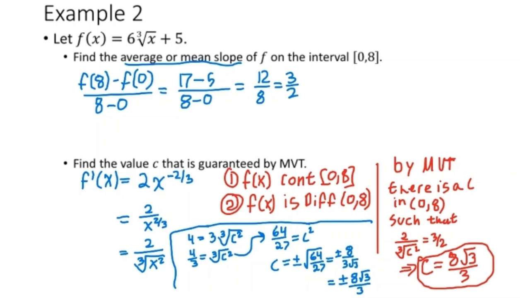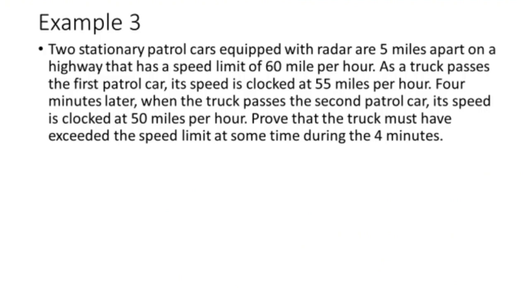Sometimes you can get more than one value of c. The mean value theorem tells us that there is at least one value of c that satisfies the conclusion, but here we only got one. Next, we're going to look at a problem where we can use the mean value theorem in a real-world situation.